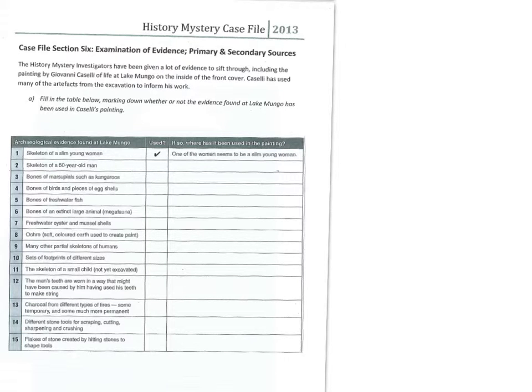Section 6 of your case file is all about the examination of primary and secondary sources. In this case, we're going to be looking at that painting by Giovanni Coselli on the inside of the front cover of our booklets. Activity A is as simple as watching and learning. Read the list of items on the left-hand side and then decide whether you can see them in Coselli's work. If they've been used, you need to place a tick or a cross in this column here.